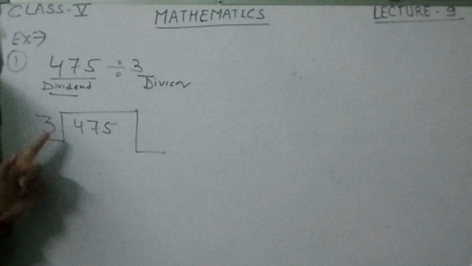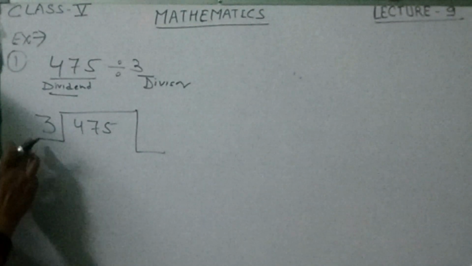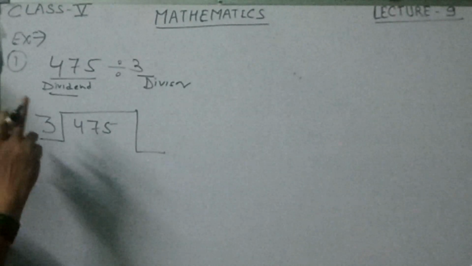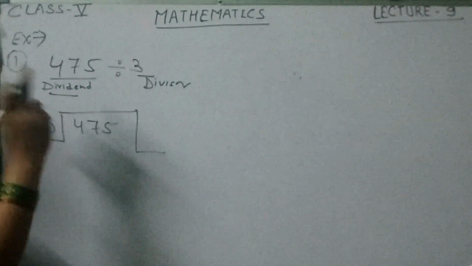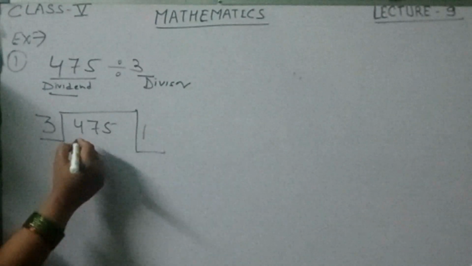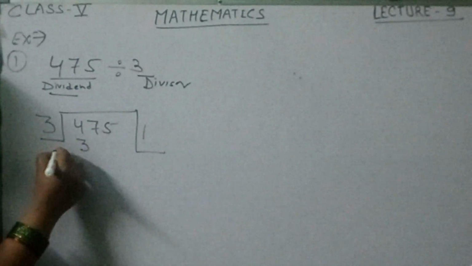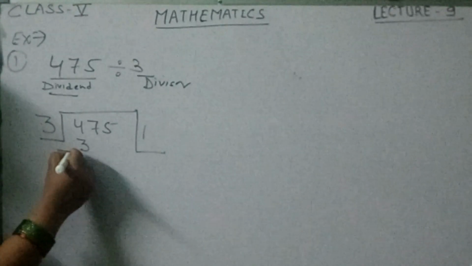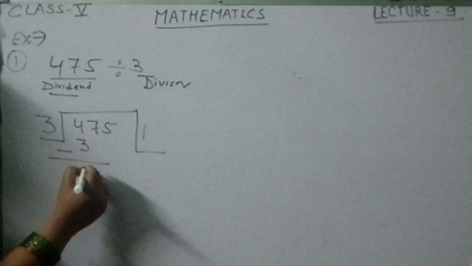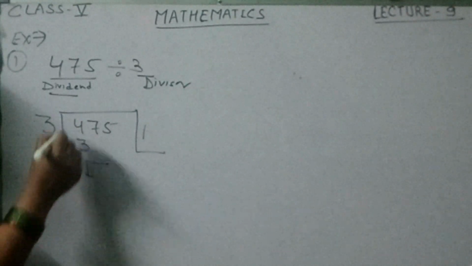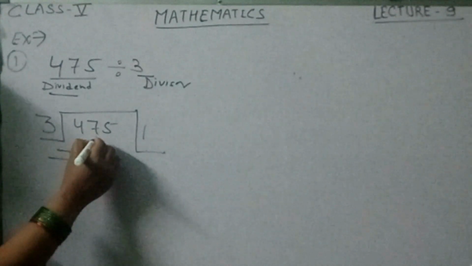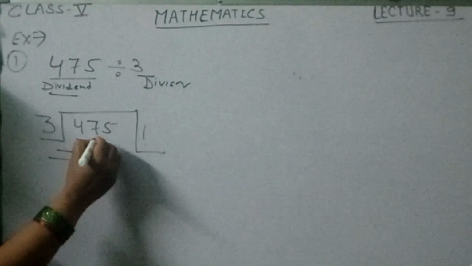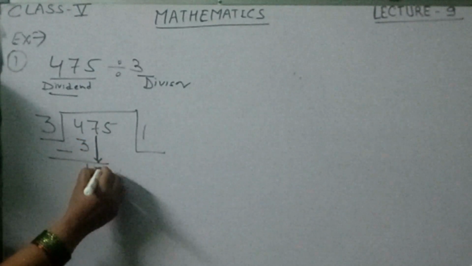3 is less than 4, so you read the table. How many times will it be? 3 1s are 3, 3 2s are 6. 6 is greater than 4, so we will take only one time. And we have to write here 3 and put the minus sign here. 4 minus 3 is 1. After this, you have to take this number 7 down. We will take the 7 down.